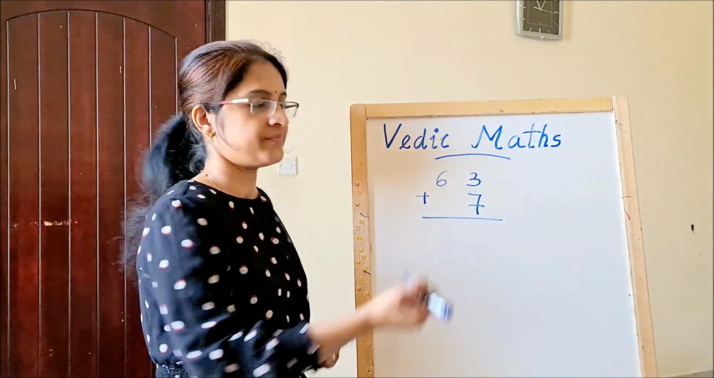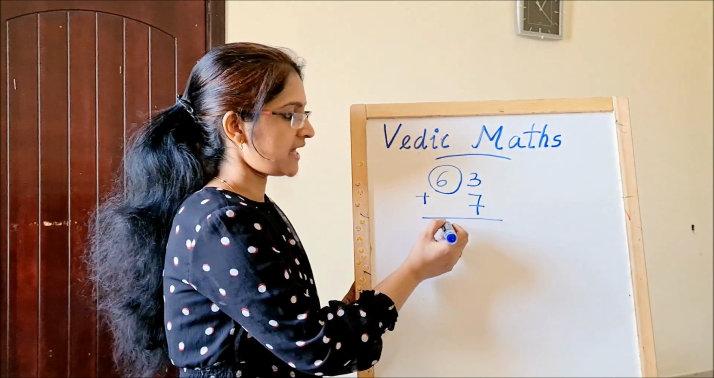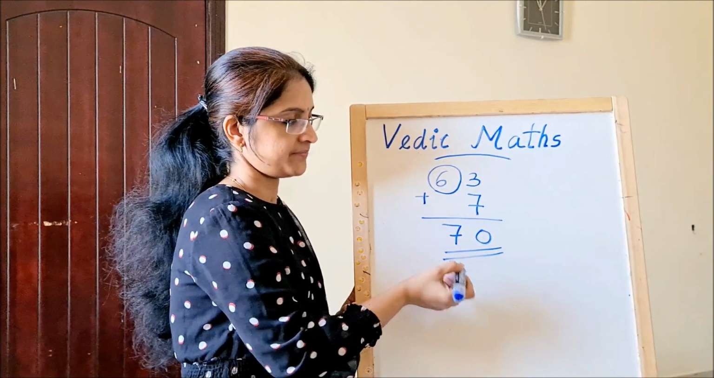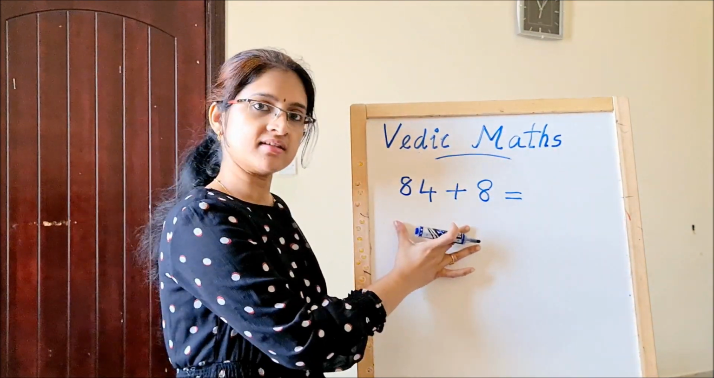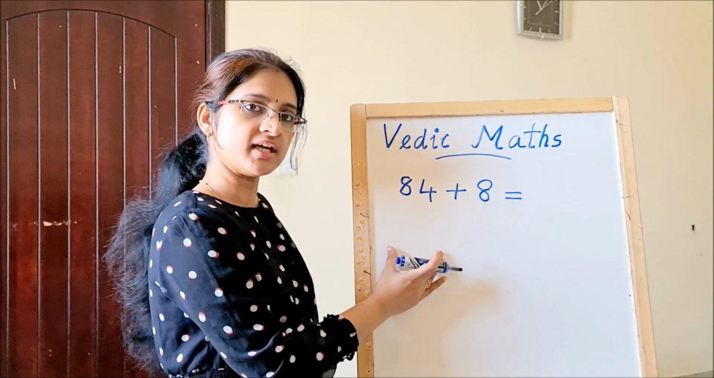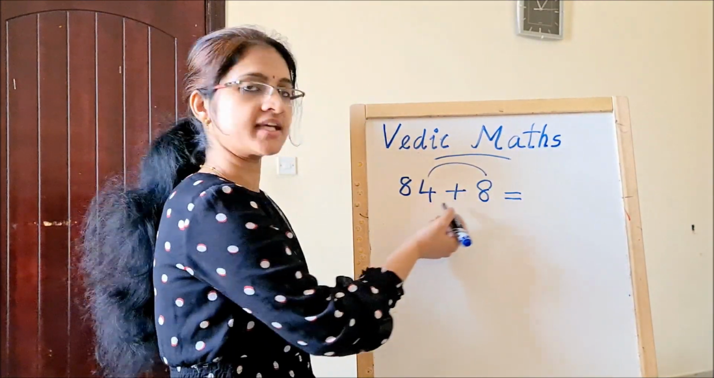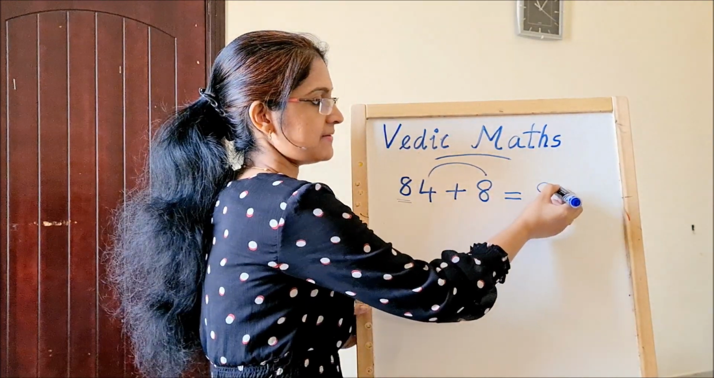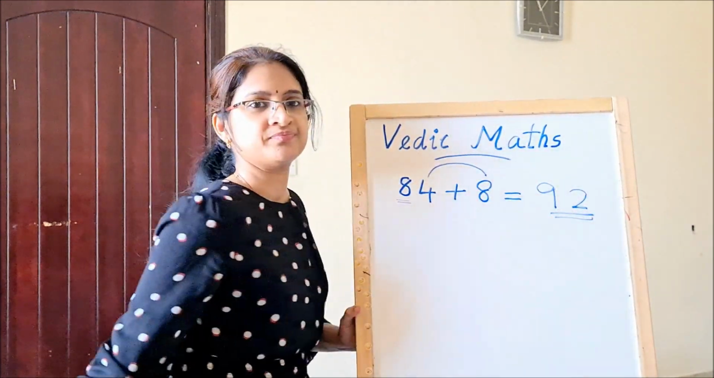63 plus 7. First number is 6. Before writing 6, you see that this is a carry combination. So you directly write 7 here. And 3 plus 7 is 0. 70 is the answer. So when the question is given as 84 plus 8, how will you get the answer from the question, by just seeing it without writing one below the other? How will you find it? 4 plus 8, it is a carry combination. So the next number, you add 1 to it. It becomes 9. And 4 plus 8, the n number is 2. The answer is 92.